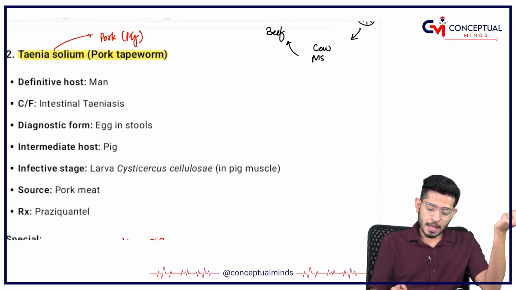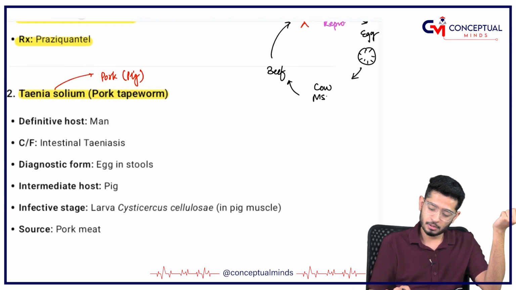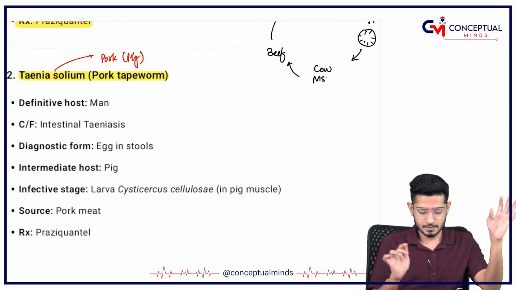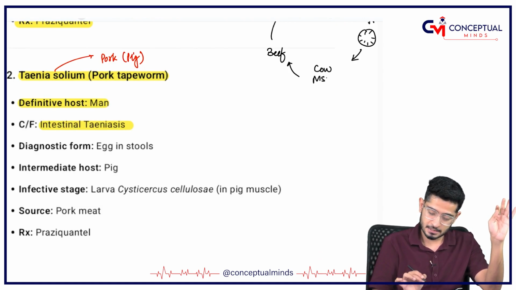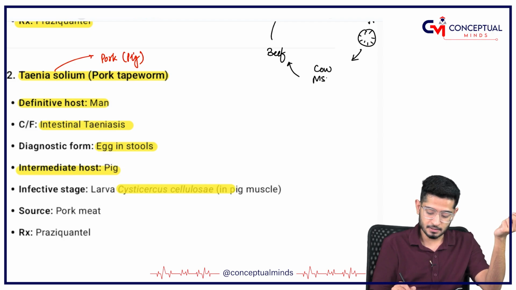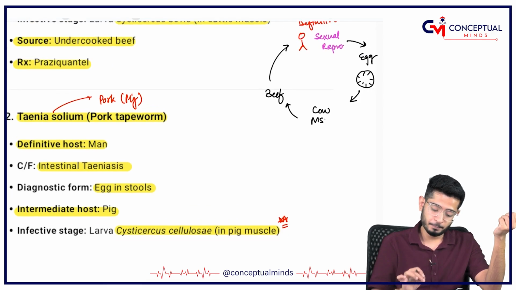Okay. And similarly, we have Taenia solium. So there's not much difference. The things are the same. The definitive host is man, causing intestinal taeniasis, and again the eggs are in the stools. The host is going to be the pig. The larva is going to be Cysticercus cellulosae. Now this is the point of difference. So it is Cysticercus cellulosae in the case of the pork tapeworm.